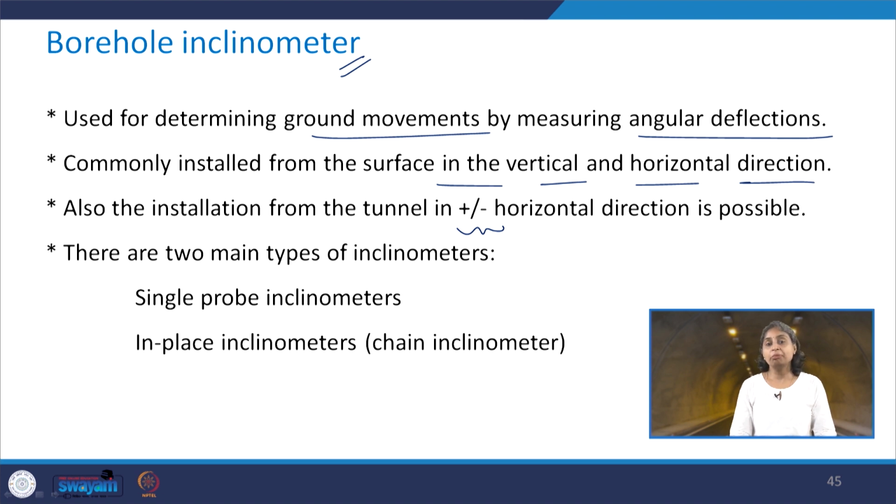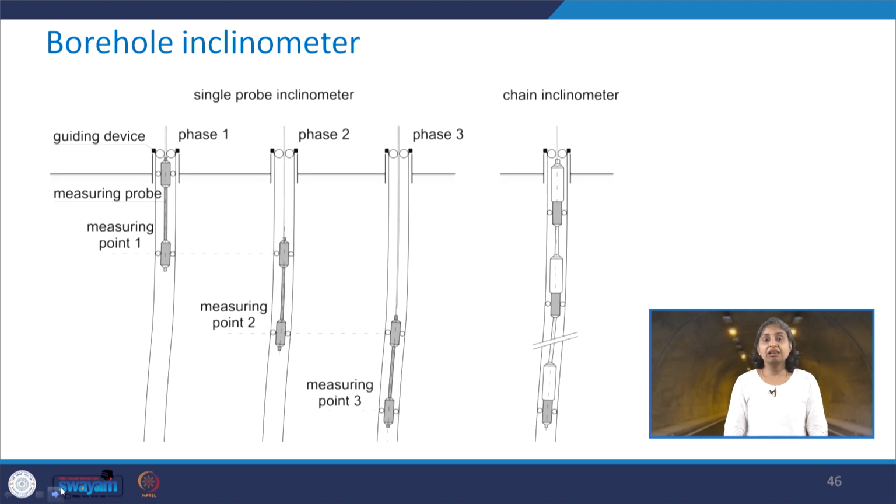There are basically two main types of inclinometer. One is the single probe inclinometer and the second one is the in-place inclinometer, which is also called the chain inclinometer. Here is how a typical inclinometer works, with the help of these sketches. Let us understand when we have the single probe inclinometer and when we have the chain inclinometer. This figure is self-explanatory for you to know the difference between the single probe inclinometer and the chain inclinometer. Here we have these measuring points.